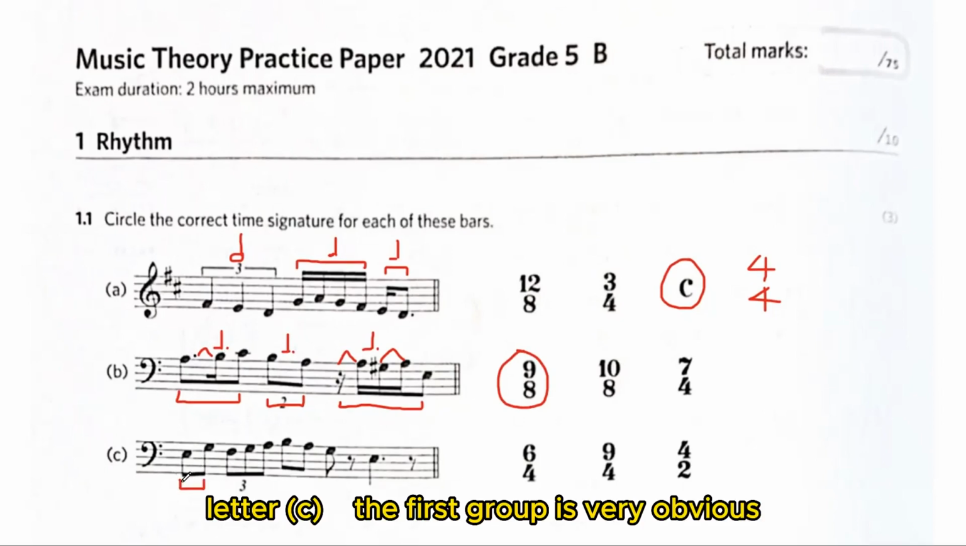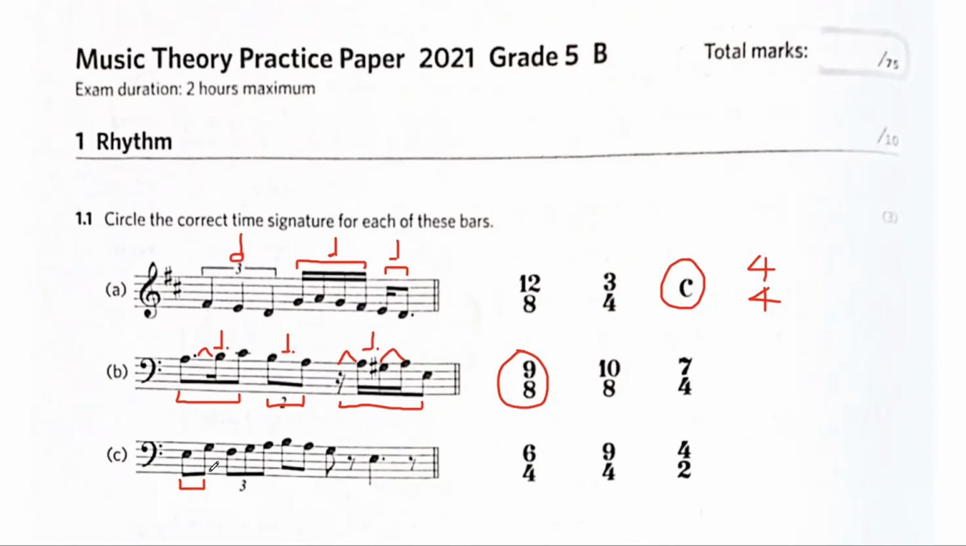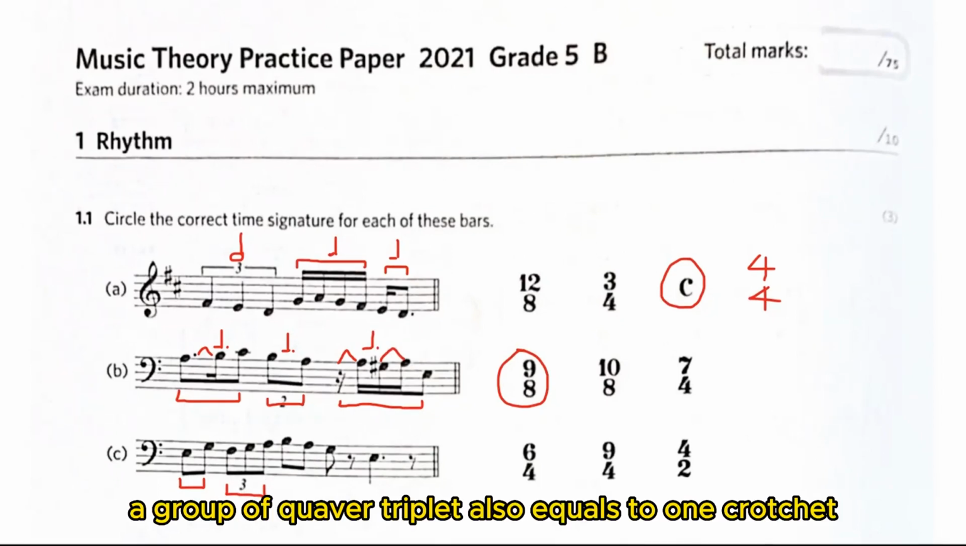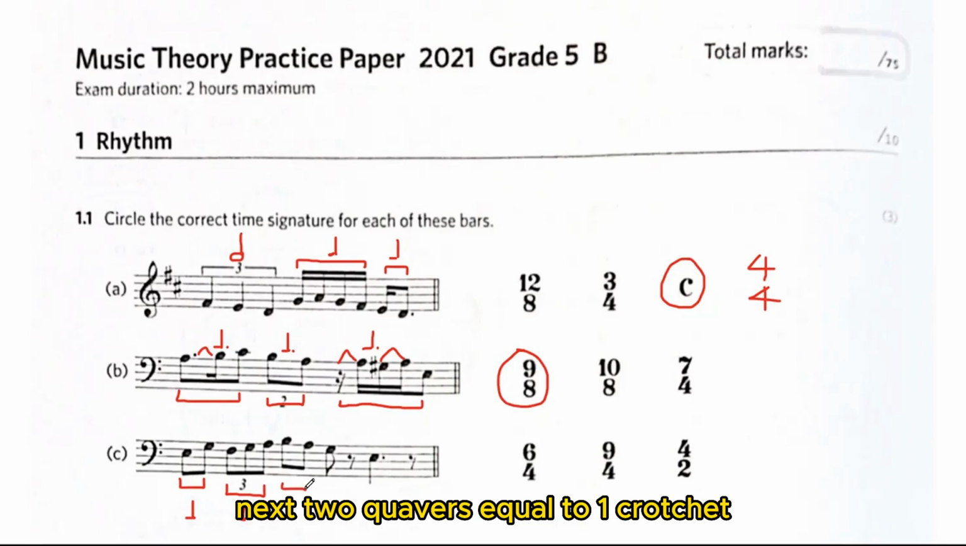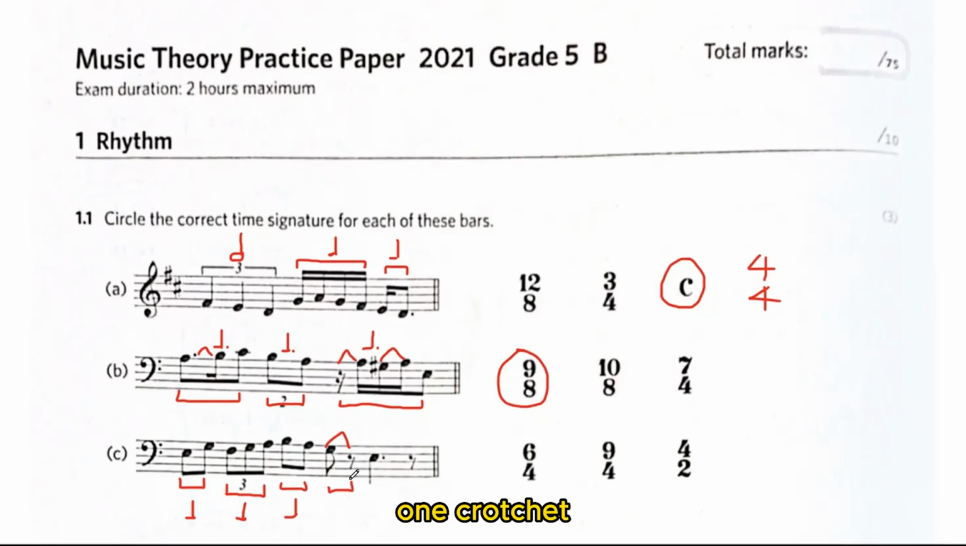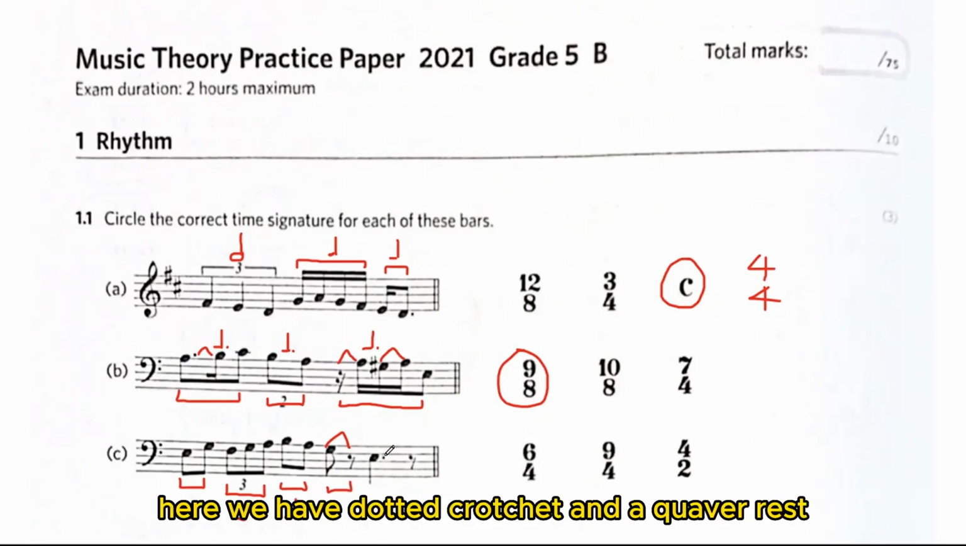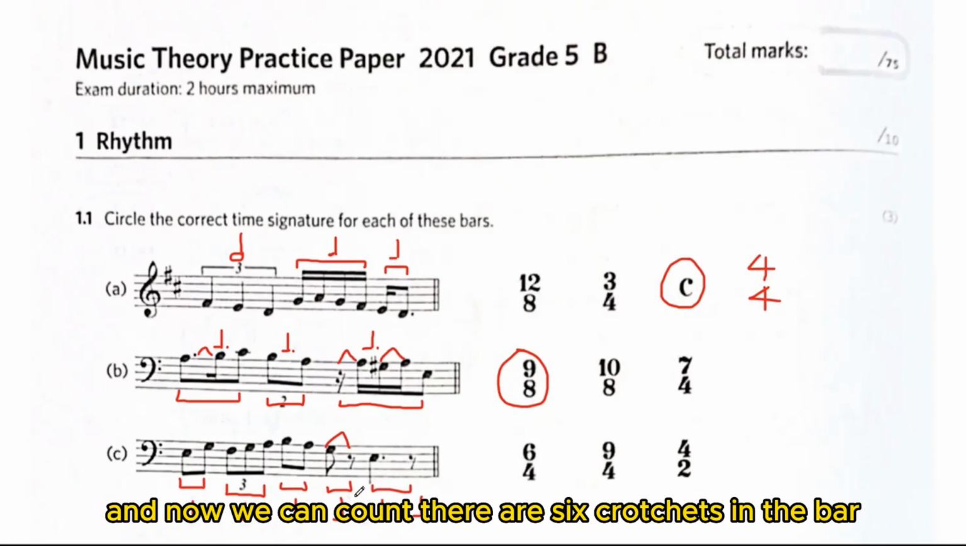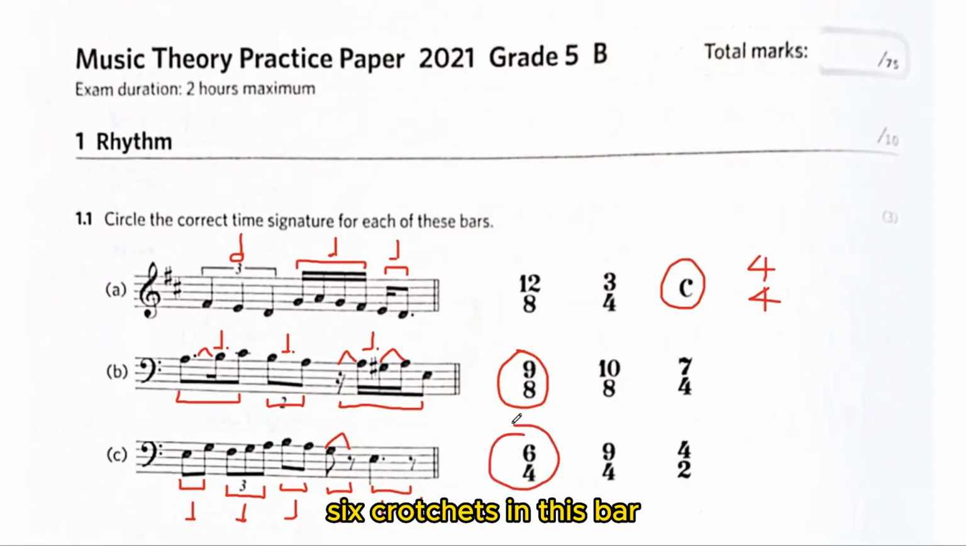Letter C. The first group is very obvious. 2 quavers equal to 1 crotchet. A group of quaver triplet also equals to 1 crotchet. Next, 2 quavers equal to 1 crotchet. Quaver and quaver rest, 1 crotchet. Here we have dotted crotchet and a quaver rest. So altogether, here we have 2 crotchets. And now we can count there are 6 crotchets in this bar.